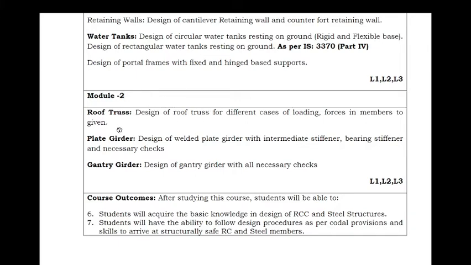Now here you can see you have 3 designs. One is roof truss, the second one is plate girder, and the third one is gantry girder. In this you are designing a whole structure, so you require the basic knowledge of steel structure that you have learned. You have to go through it. These are the prerequisites. Now let us see what is there in the design of steel structure in module 2. You have roof truss, plate girder, and gantry girder. You have 3 designs, out of which 2 will be asked and you have to solve one in the final examination. That one will be of 40 marks.